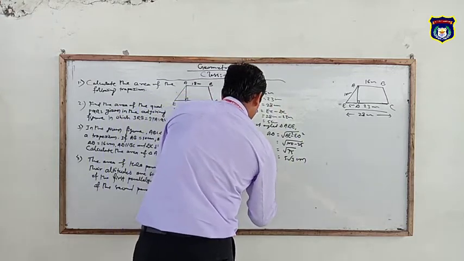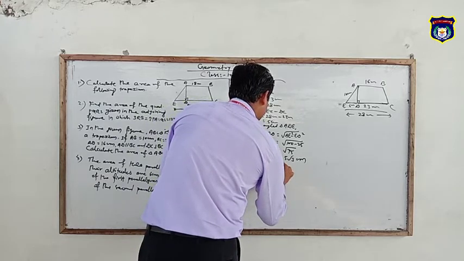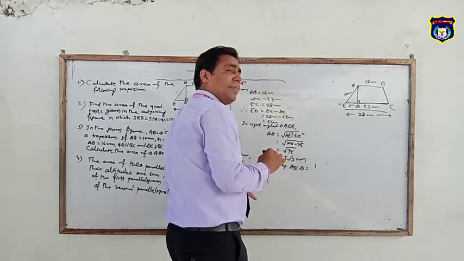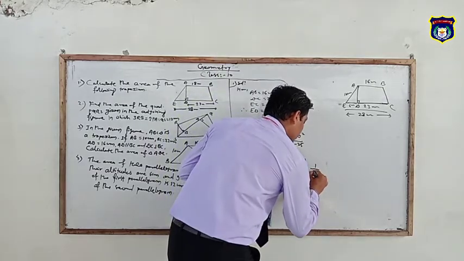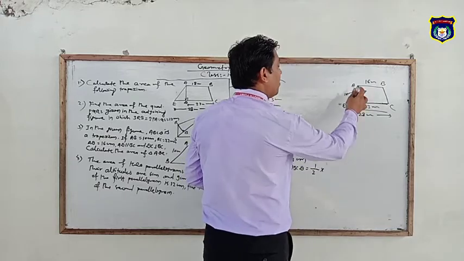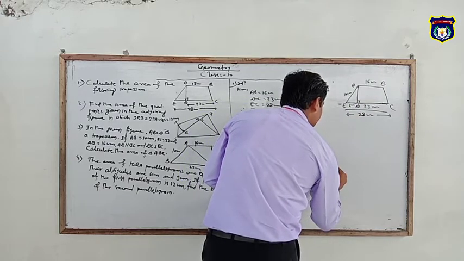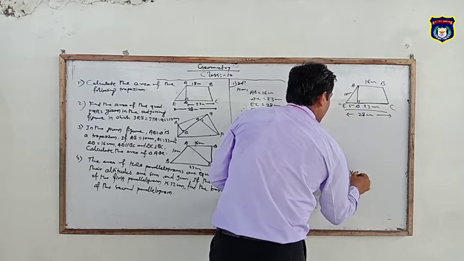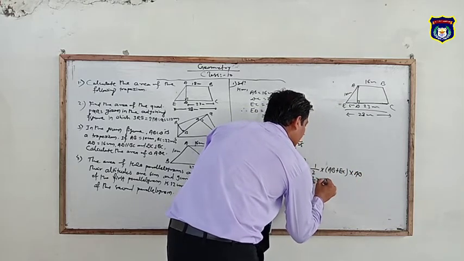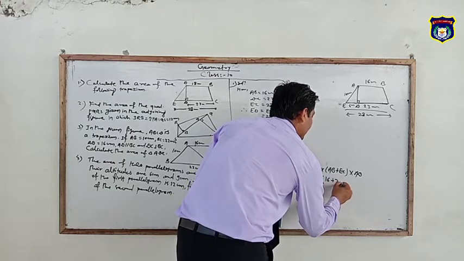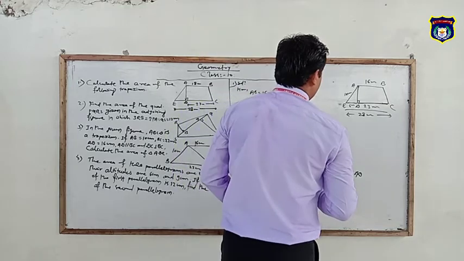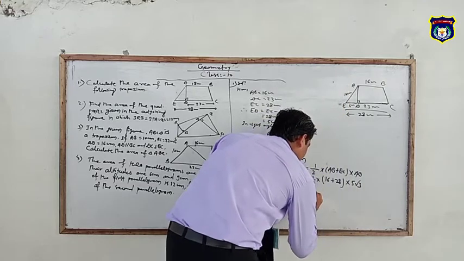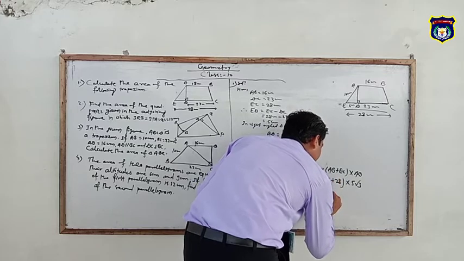Now, area of trapezium ABCD equal to, we have to use the formula of trapezium, 1 by 2 into sum of parallel lines, that is we can write there AB plus CD, into height, which is AD. 1 by 2, AB is 16 and this is 28, 16 and 28, and AD is we have 5 root 3.